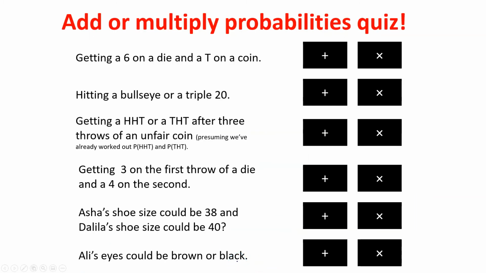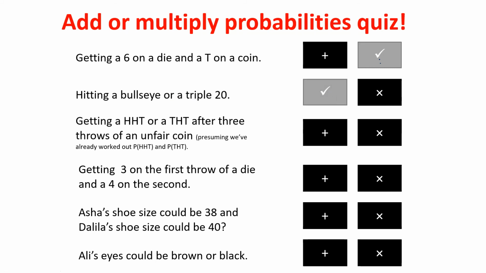Here is a quick quiz, so feel free to pause and have a go and check the answers. You're asked to say whether to add or multiply probabilities. Getting a 6 on a die and a tail on a coin. So, and what do we do? We multiply. Hitting a bullseye or a triple 20. So there's an or there. What do we do? We add probabilities.